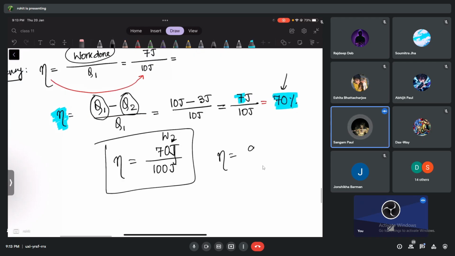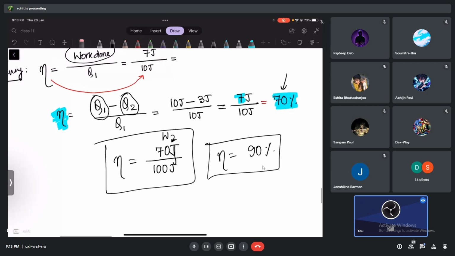Imagine efficiency to be 90%. What do you think? Is it a good heat engine? Very nice heat engine, you like this heat engine, because its efficiency is very nice. 90% of the energy gained will be converted into work, and 10% will be lost to the surroundings.